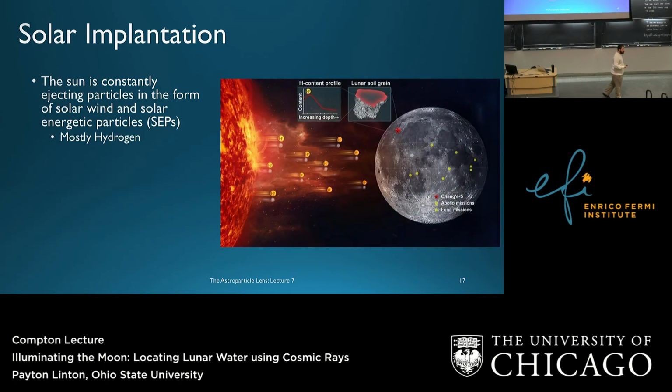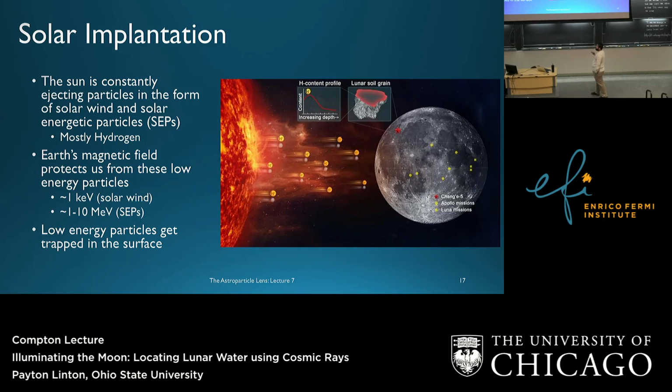Remember, the moon doesn't have a magnetic field, so it's not protected from the solar wind like we are. So the solar wind, which is mostly hydrogen, which remember is 2/3 of the recipe for water, comes in and it hits the moon, as well as solar energetic particles or cosmic rays, right? And these low energy cosmic rays will get trapped in the moon. And then we say, okay, so now the moon has this excess of hydrogen everywhere, or at least it has a source. Well, what about the oxygen?